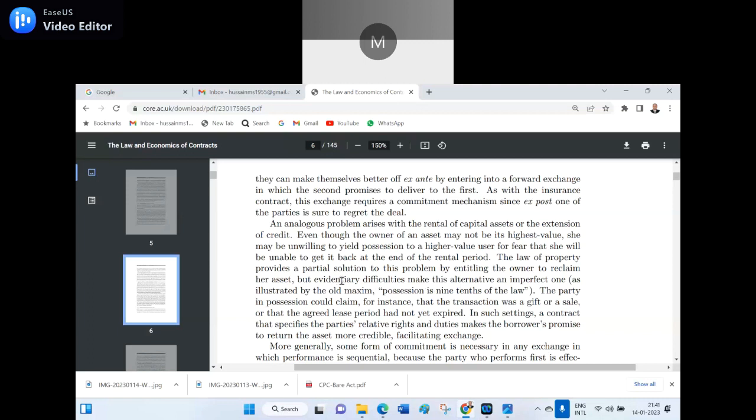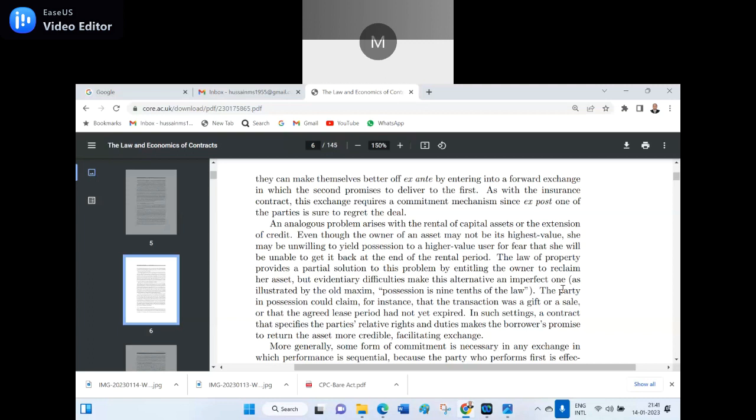The law of property provides a partial solution to this problem by entitling the owner to reclaim the asset. But evidentiary difficulties make the alternative an imperfect one, as illustrated by the old maxim, possession is nine-tenths of the law. Possession is 99% ownership. Am I right? Yes, Prof.